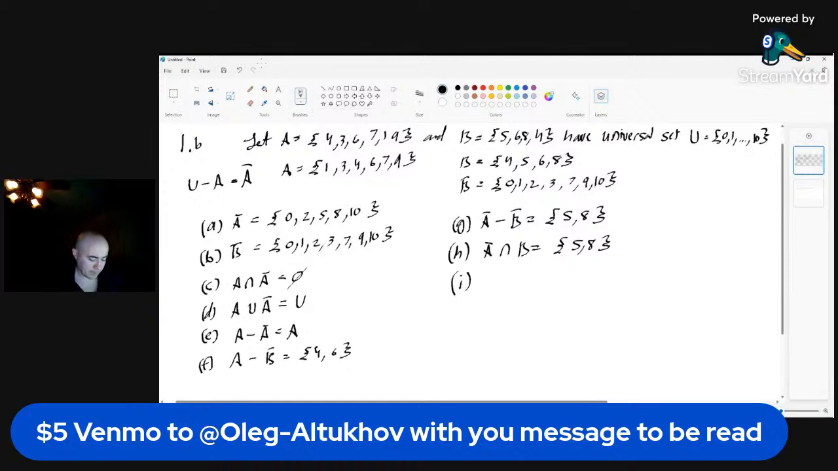Okay. The complement of the complement of A which intersects with B. So again, we're going to solve for the complement of A and B, which we know. And then we're going to take the complement of that. So basically, we want the complement. Okay.